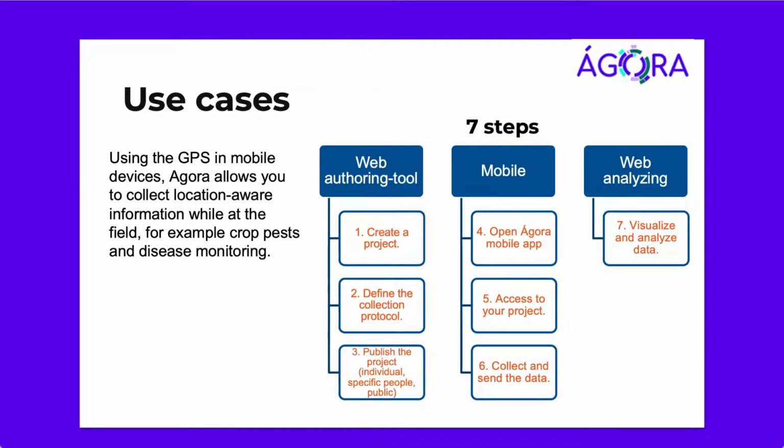The first step is, in the web authoring tool, create a project, then define the collection protocol, then publish the project in different ways, for example, just for individuals, for specific people, or publicly. Then open your Agora mobile application, access your project, and start collecting and sending the data. The collection of the data could be online and also offline. Then, having collected several data, you could also use the web tool to visualize and analyze the data.